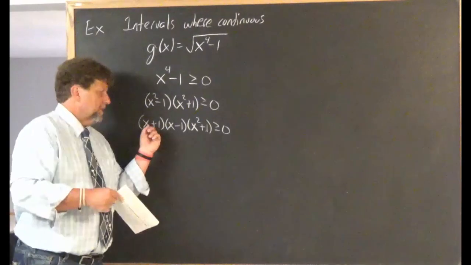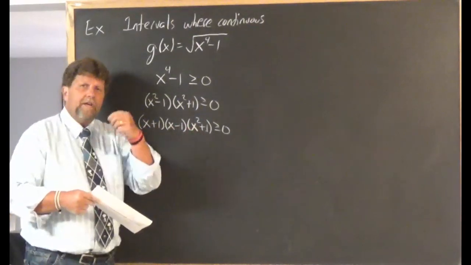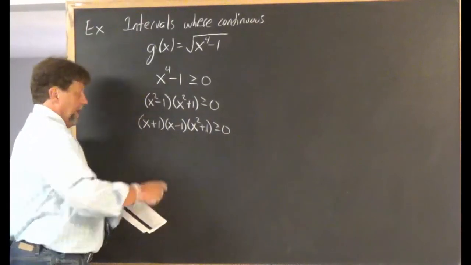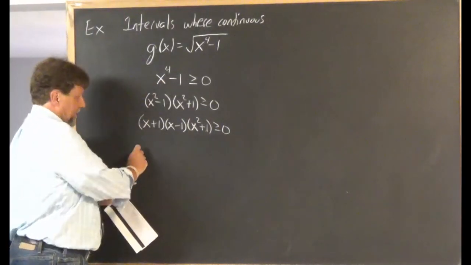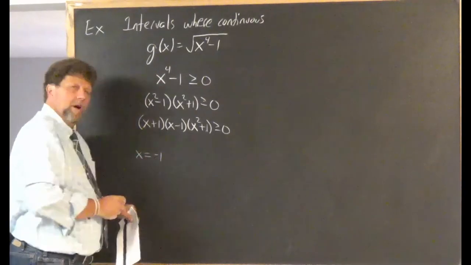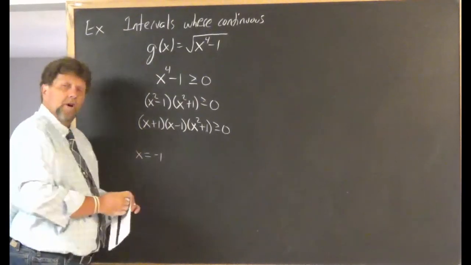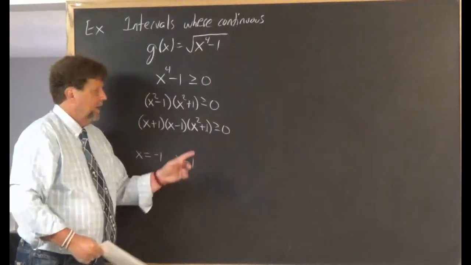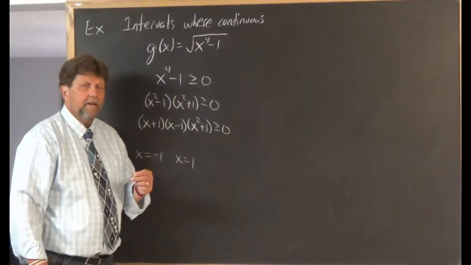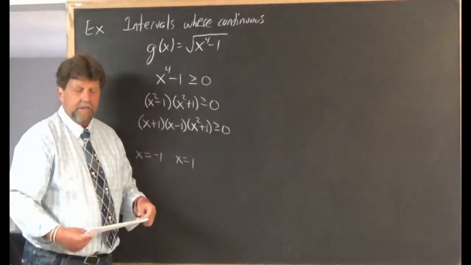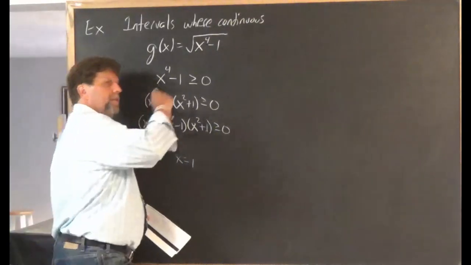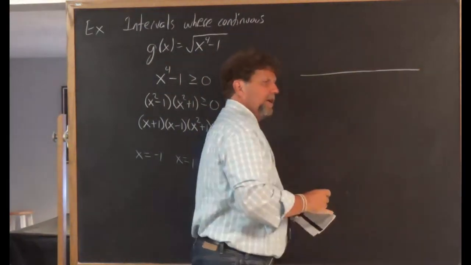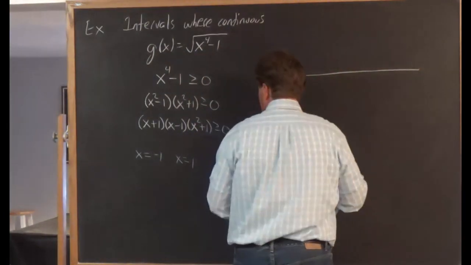So look at your factors. When are each of those factors equal to 0? Well, x plus 1 is equal to 0 at negative 1. x minus 1 is equal to 0 at positive 1. x squared plus 1, well, that's never equal to 0, which is kind of cool. So let me come over here and make a sign diagram. Maybe you've seen something like this back in a college algebra class.